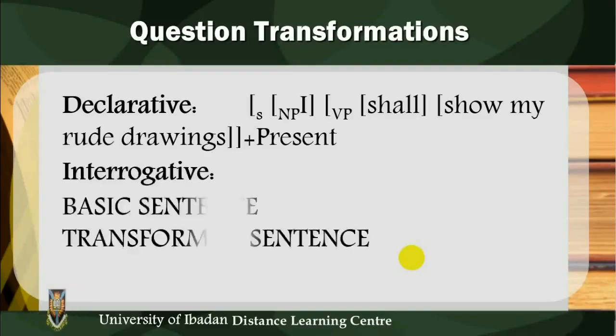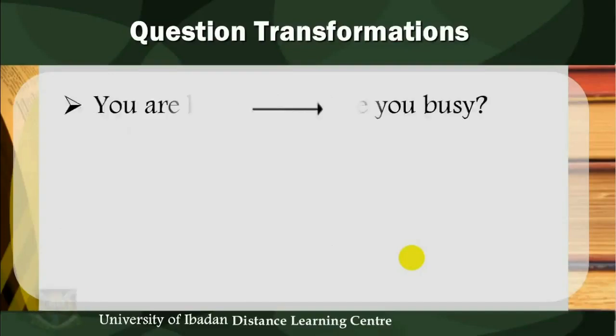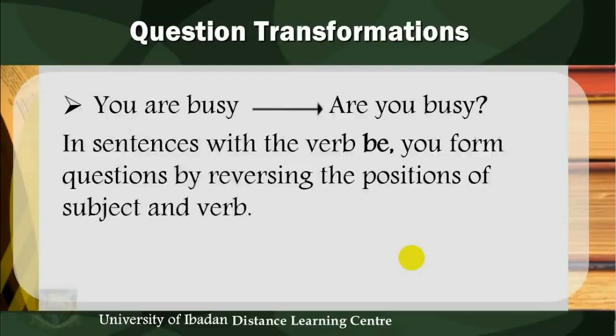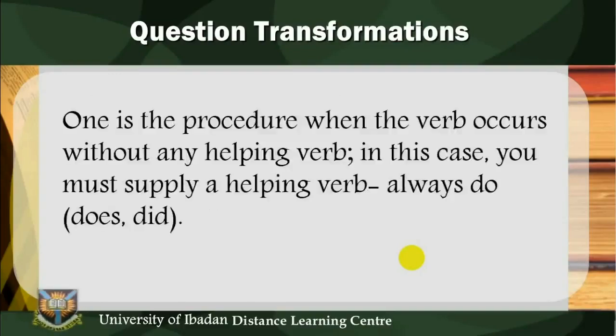Interrogative: basic sentence, you are busy. Transformed sentence, are you busy? In sentences with the verb be, you form questions by reversing the positions of the subject and verb. Here are some more question transformations of this type.